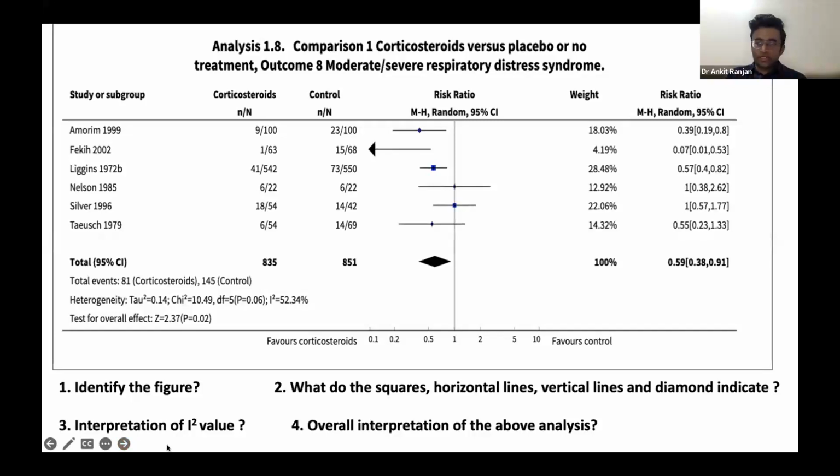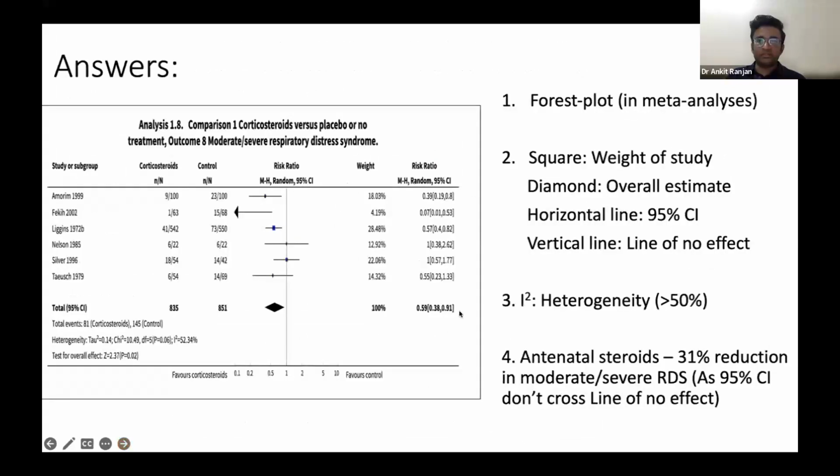Okay, so let's look at the answers. Many of you have answered identifying the figure. So it's a forest plot, as rightly mentioned by many of you. So this is seen in meta-analysis. If you see, the squares are mentioned in individual studies, and the square determines the weight of the study.